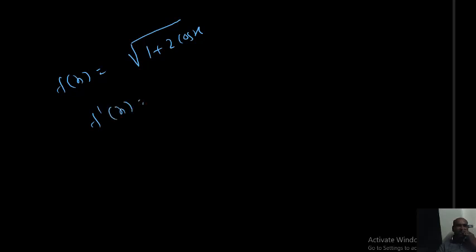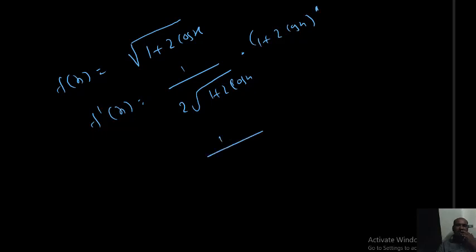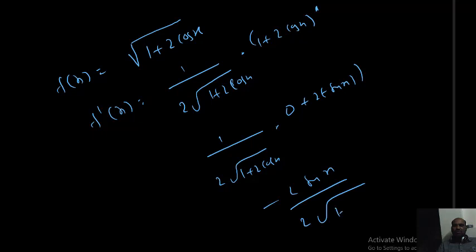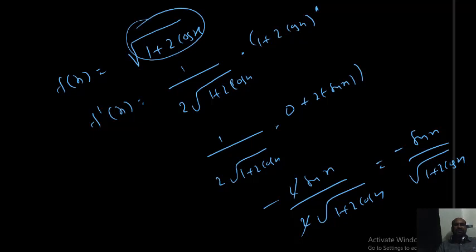Yeah. One more. F of x equal to root over 1 plus 2 cos x. Assume that it is a differentiable function in some interval. In that interval, I want to find the differentiation. According to the formula, 1 by 2 root over 1 plus 2 cos x into the derivative of the inner function. That is 1 by 2 into root over 1 plus 2 cos x into 0 plus 2 into minus sin x. So finally, minus 2 sin x by 2 into root over 1 plus 2 cos x. The 2 gets cancelled. My final answer, minus sin x by root over 1 plus 2 cos x, is the differentiation of this function. Okay.